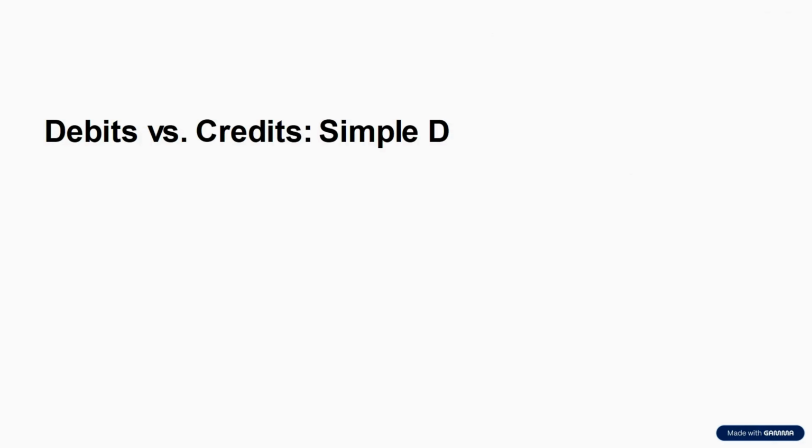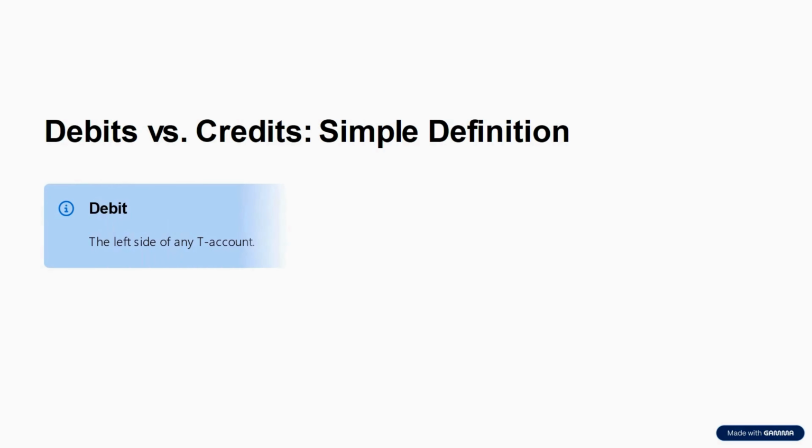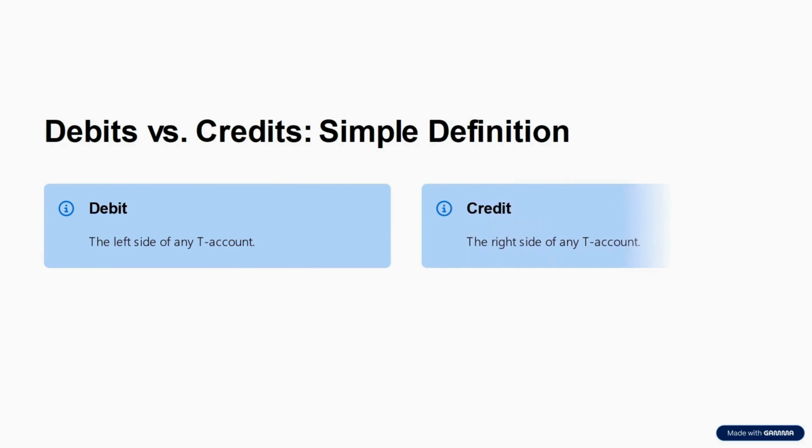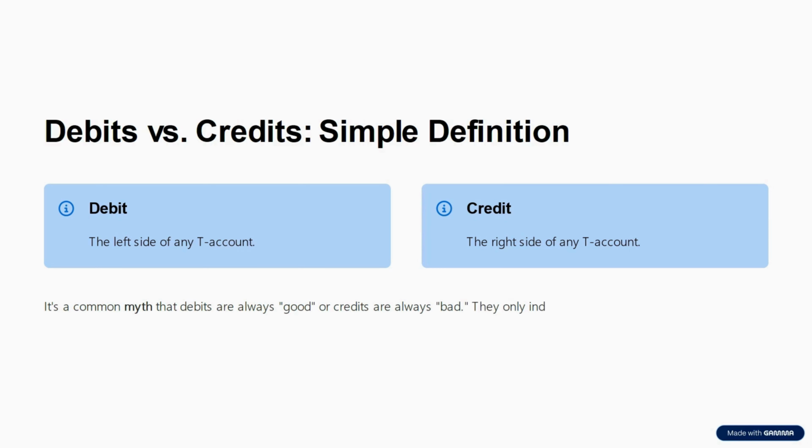Now, let's understand debit and credit in simple words. Debit is the left side of any T account. Credit is the right side of any T account. It's a common myth that debits are always good or credits are always bad. They only indicate a position within the accounting equation, not an inherent value judgment.